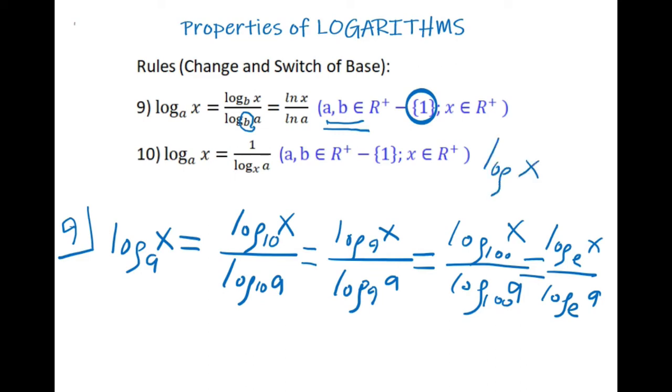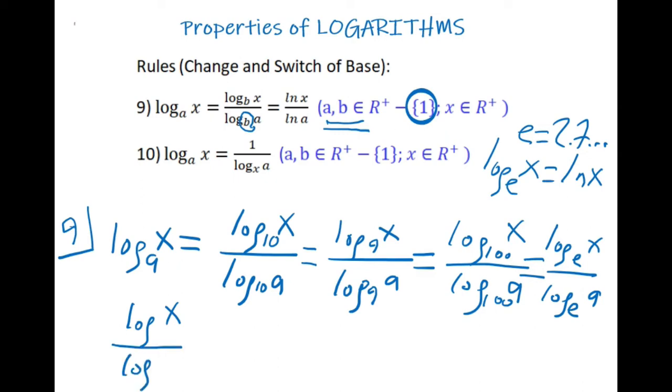Let me write it here. Logarithm of x in base a is equal to natural logarithm of x divided by natural logarithm of a. We all know that e is a special constant, 2.7 and so on, going to infinity. So the same expression can also be represented as: logarithm of x divided by logarithm of a, where the base is e, is going to be equal to ln x divided by ln a. So ln here is the natural logarithm again.